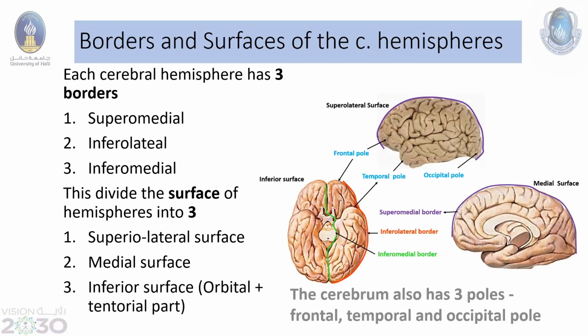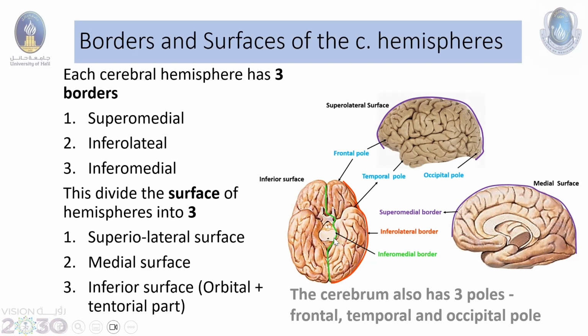Coming to the borders and surfaces of the cerebral hemispheres. First we'll talk about the three borders. One is called the superior-medial border. If you see here, this is the lateral view. This is the medial. These are the two cerebral hemispheres, and this is the inferior view. If you separate the two cerebral hemispheres, from the medial side this is how it looks. This is the medial surface, and here you can see the superior-medial border. Then, if you see from the inferior side, this is the inferolateral border, and this green colored line is showing you the inferior-medial border.